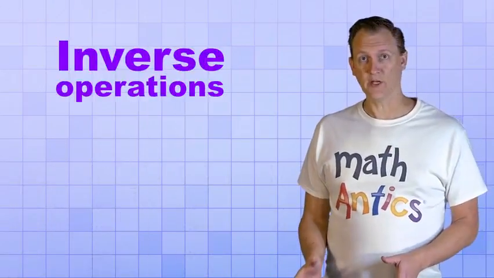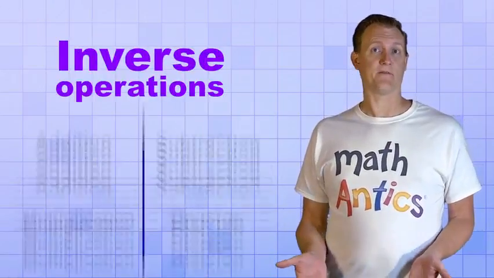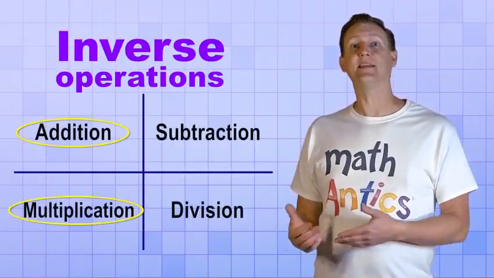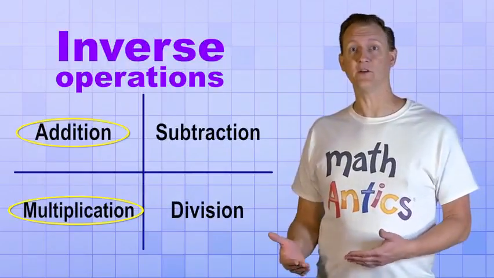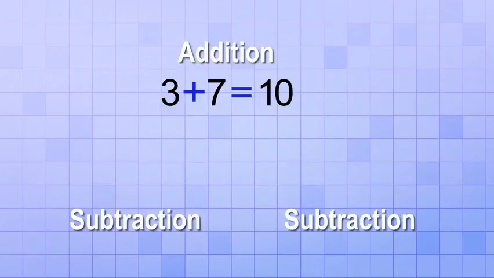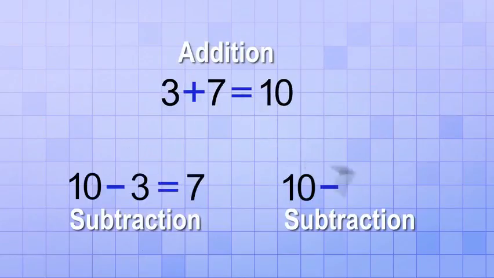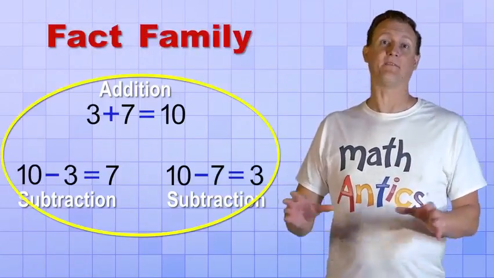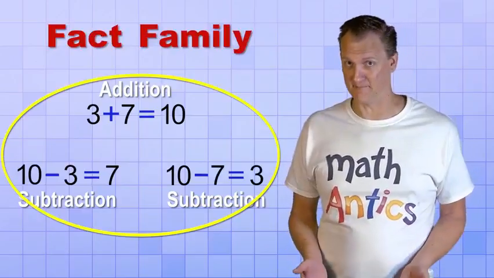Thanks to inverse operations, you really only have to memorize the facts for addition and multiplication. Because if you know them, you can easily figure out the subtraction and division facts from them. For example, with addition, if you memorize the fact 3 plus 7 equals 10, then you'll also know two different subtraction facts. You'll know that 10 minus 3 is 7, and you'll also know that 10 minus 7 is 3. This group is sometimes called a fact family because the facts are related.